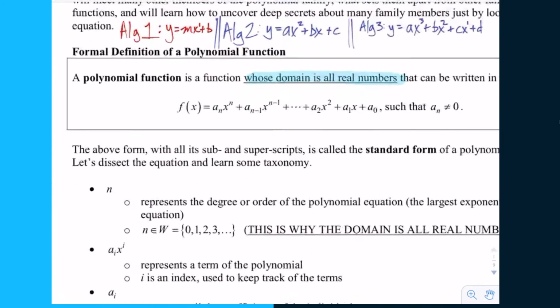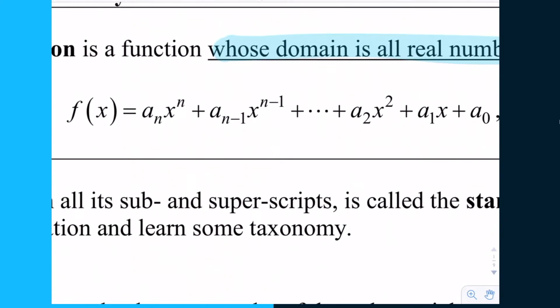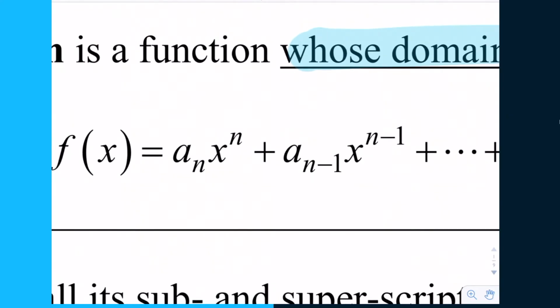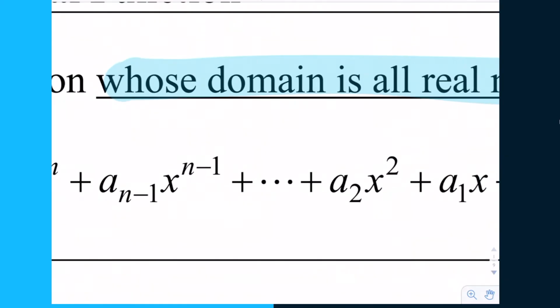All real numbers. Good. So once we know that n is a whole number that represents the largest exponent, it's the degree. Then we count down by 1. So what would be 1 smaller than n? N minus 1. So that's your next exponent. And the coefficient of the x to the n minus first term would be some number with a subscript n minus 1. So it means that number is associated with that exponent. And you can continue that process all the way down.